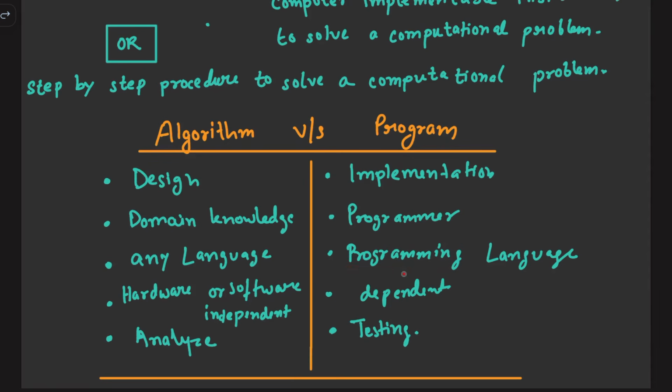A program can only be written in programming languages. Algorithms are independent of hardware and software, whereas a program is dependent. And an algorithm needs to be analyzed, whereas a program is tested after the execution.